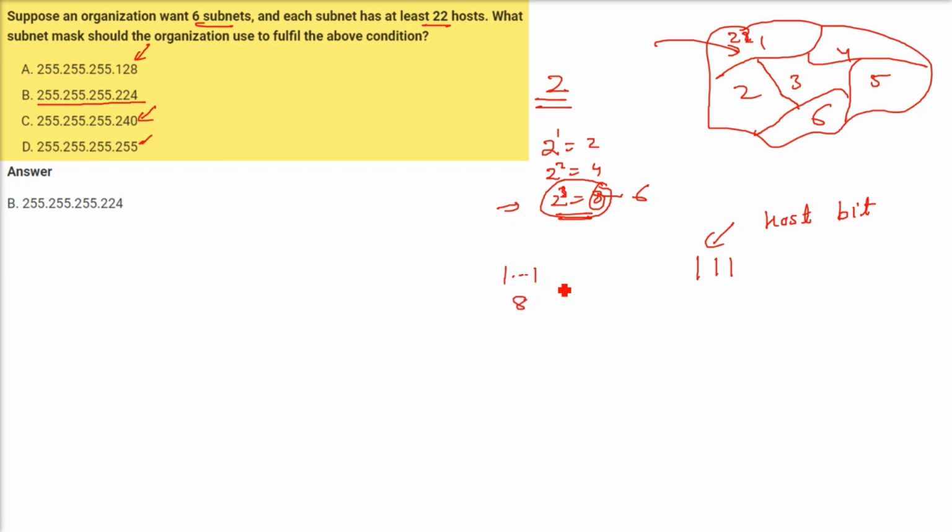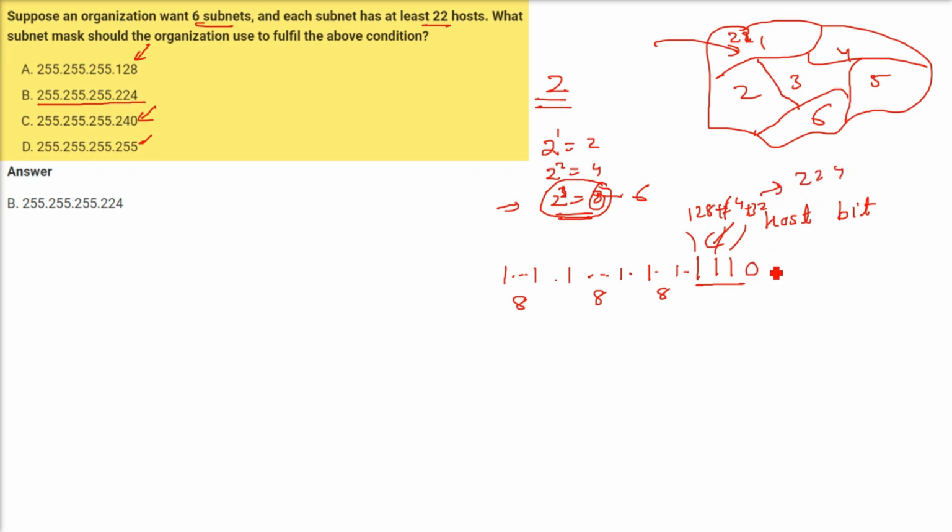So 255, 1 8 times. 255, 1 8 times. Then we have this again 255, 1 8 times. And the last one is the last octet. We have 128, 64 and 32. I already told you when you add this, you are going to get 224.